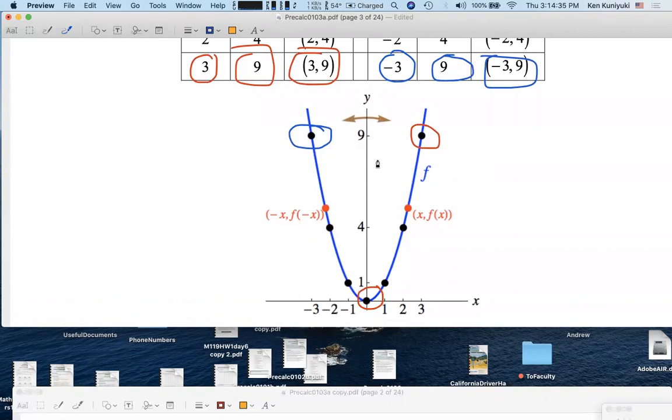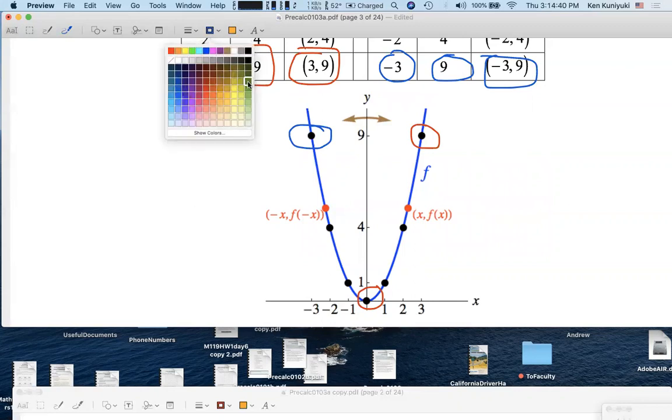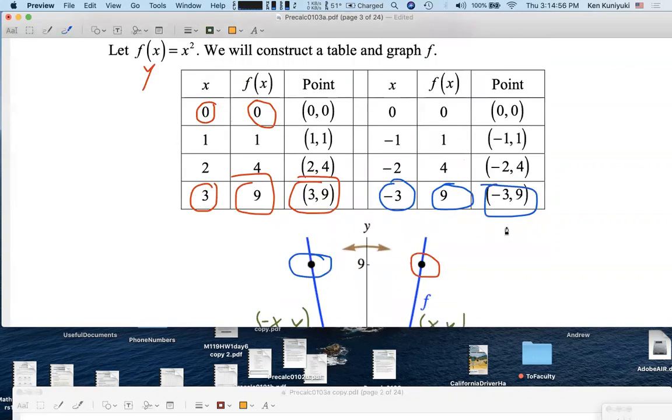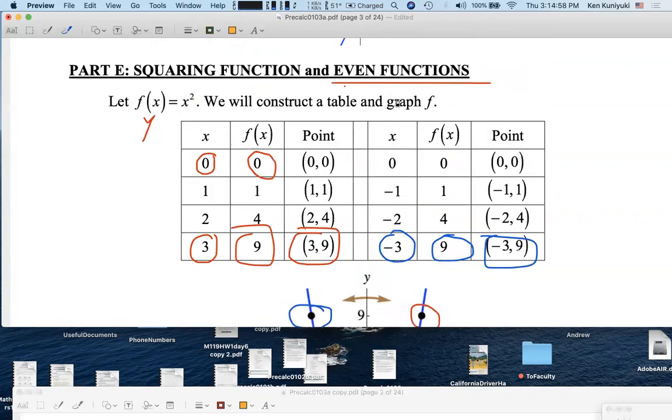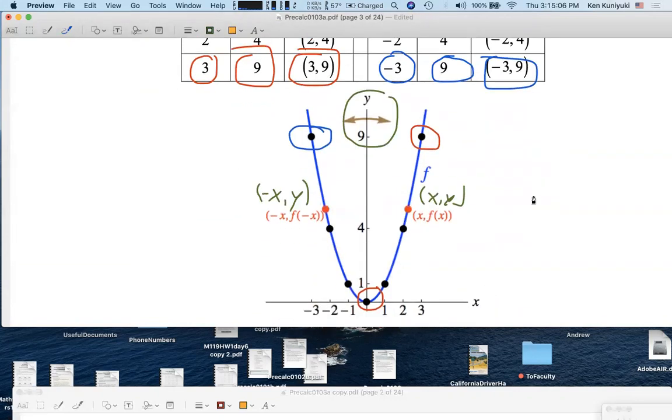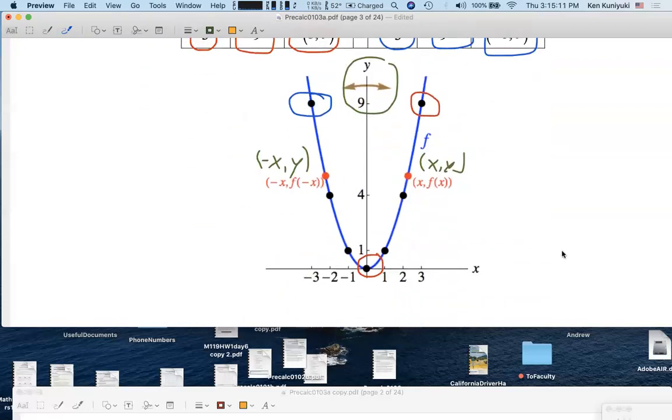And we see this kind of symmetry. If the point, I'll do this in green, if the point x comma y lies on this graph, then that means that the point opposite of x comma y will also lie on this graph. So the graph of this function, which is an even function, will exhibit this symmetry about the y-axis. The graph of y equals x squared is symmetric about the y-axis. That's true of the graph of any even function, such as this one.